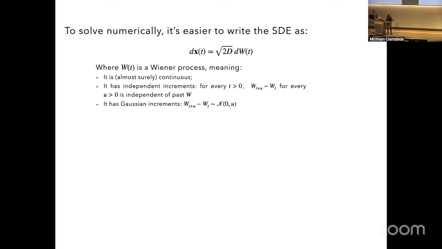A Wiener process is something that's almost surely continuous, and it also has independent increments. So what that means is that for every time larger than 0, the difference between the two values of the Wiener process is going to be independent of its past values, and it also has Gaussian increments. Every time I look at the value of the Wiener process at some time versus some other time, it's going to be Gaussian distributed with a variance that scales like the time difference between the times that I evaluated, just like my Brownian motion.